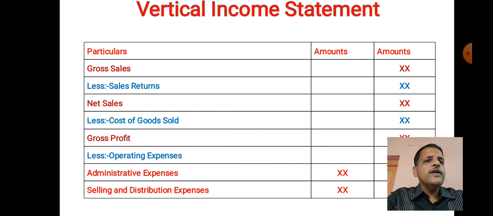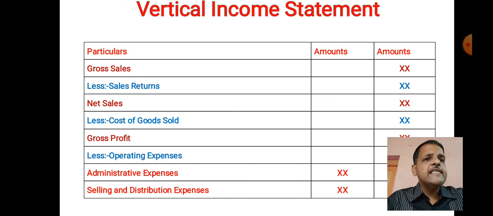Now let us go towards vertical income statements. Friends, when we say vertical income statement, what is there? Let us see. In vertical income statement, gross sales we have to take at first. Gross sales includes sale of goods as well as sale of services. It is nothing but revenue received from our operations. In order to calculate net sales, we have to deduct sales return from it. Now what we get is our net sales.